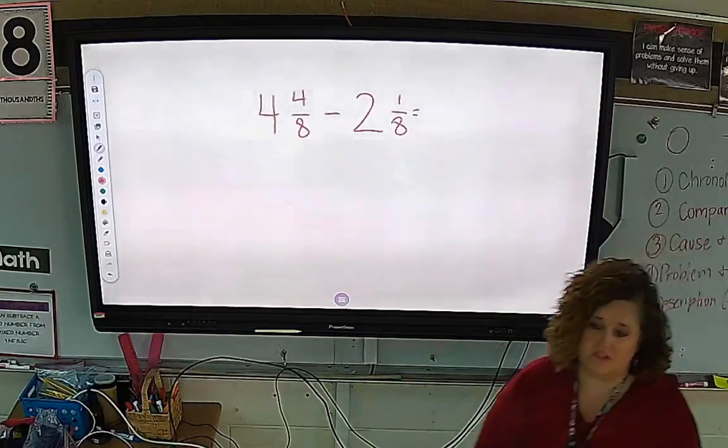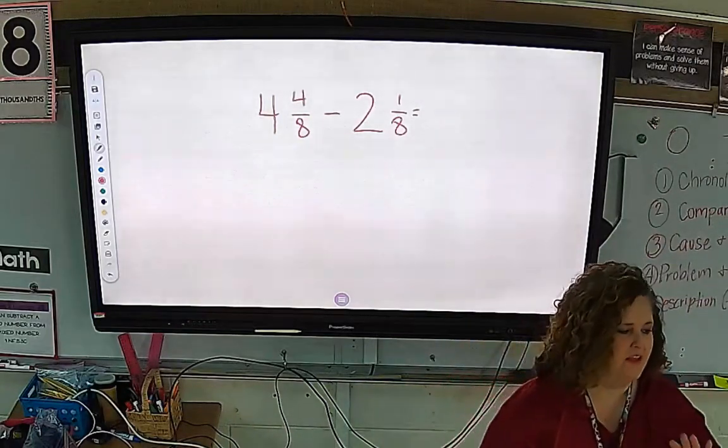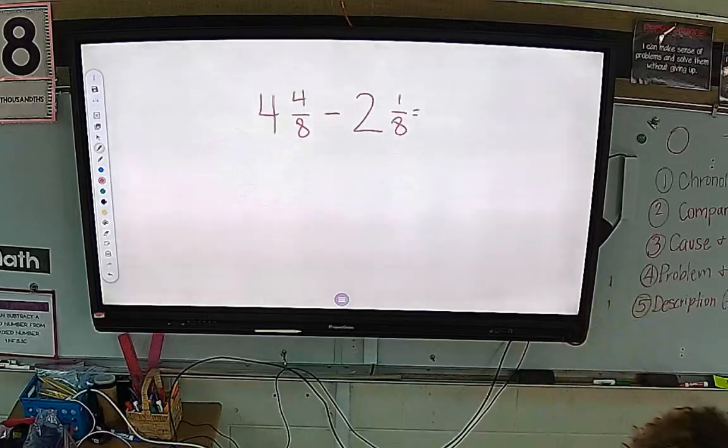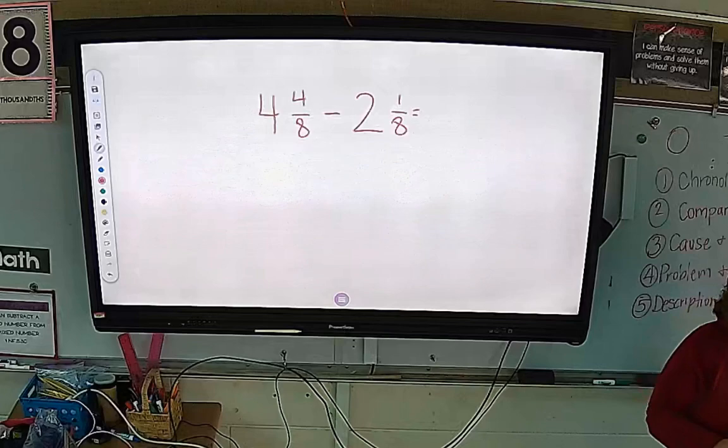Okay? Again, there's a super quick way with some of these problems, and then there's the way that's going to take just a little bit longer. What do you think? You have to subtract 2 from 4. Okay, we're going to subtract the whole numbers first.